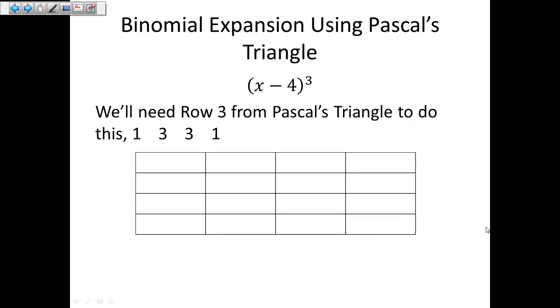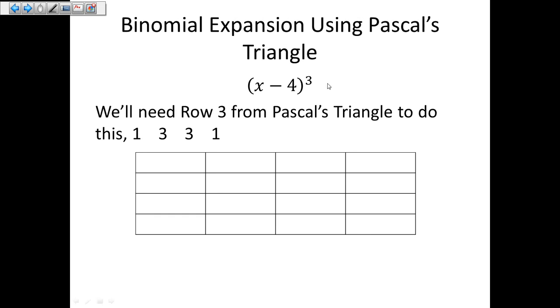Now, let's use Pascal's triangle to do this binomial expansion. Now I've got this table here, and I'll tell you what to put in each of these rows for this table. And this is actually going to be a lot easier than actually multiplying out x minus 4. But you have to know what to put in the table.